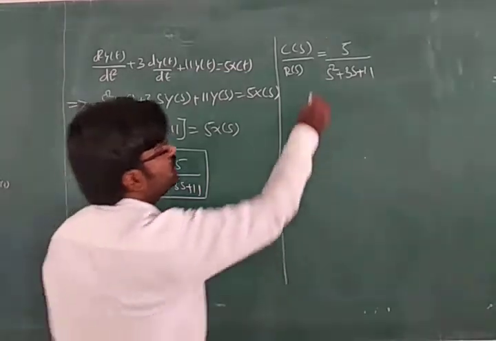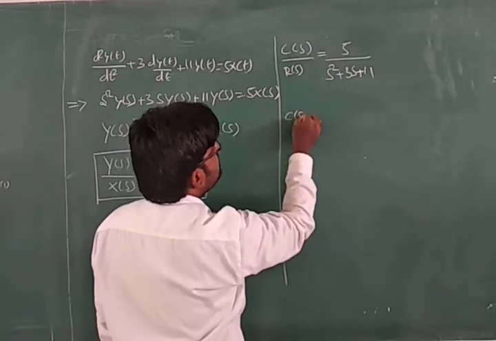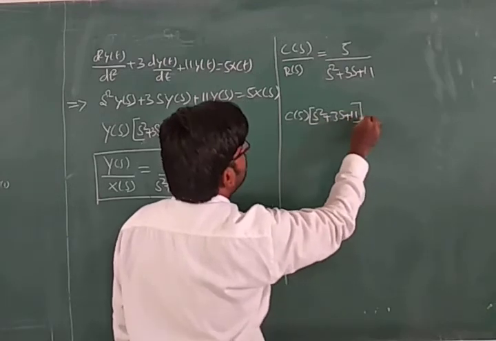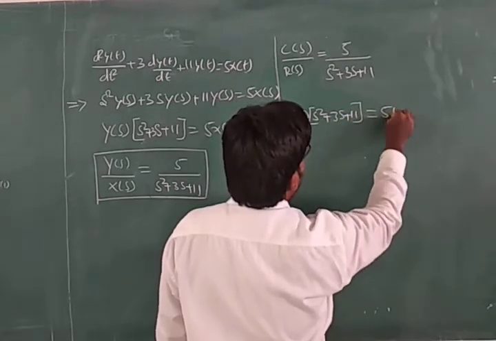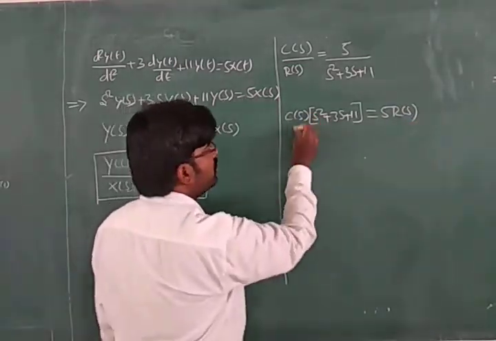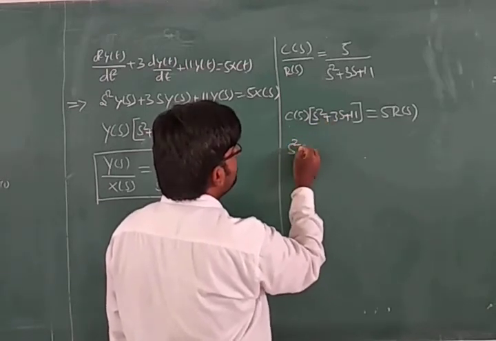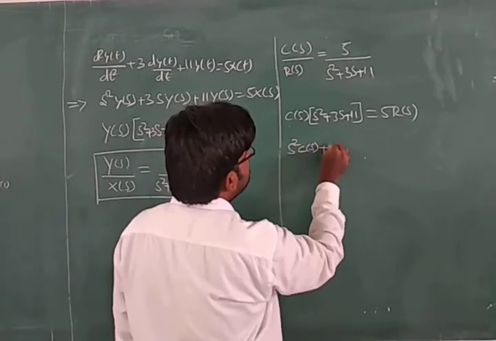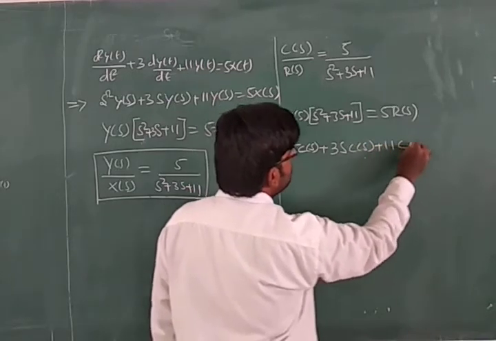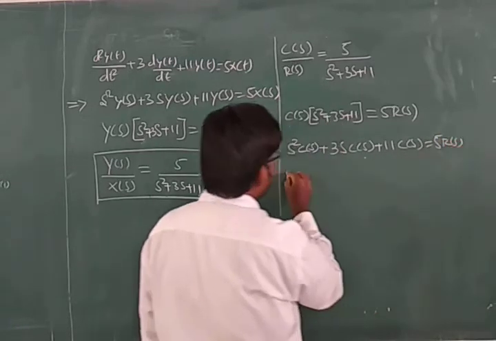So how to do that? Do the cross multiplication. C of s into (s square plus 3s plus 11), which is equal to 5 into R of s. After doing the cross multiplication, we have to simplify the equation. Multiply this complete equation with C of s. S square into C of s plus 3s into C of s plus 11 C of s is equal to 5 R of s.